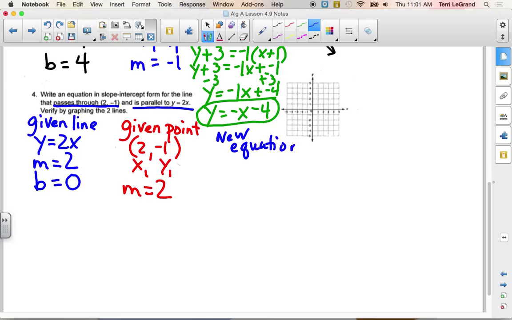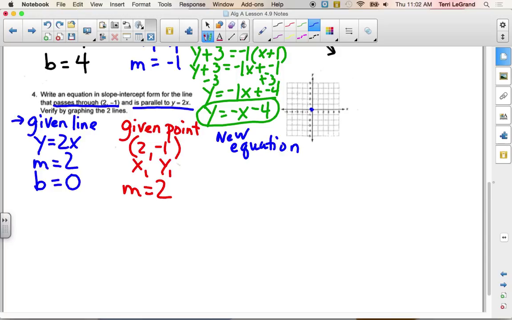The other line. Now, before we started, we didn't graph the given line right away. Should we go back and graph that given line so we don't get confused about this one? Let's go back and graph that given line. Let's backtrack here for a bit. We're graphing our given line.